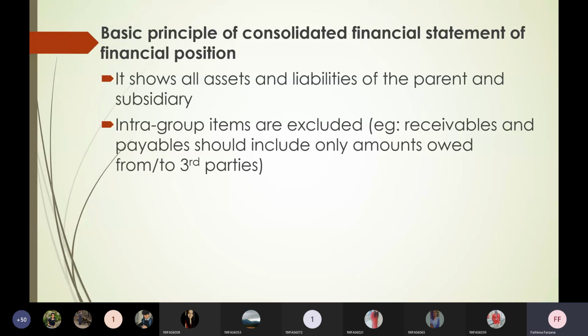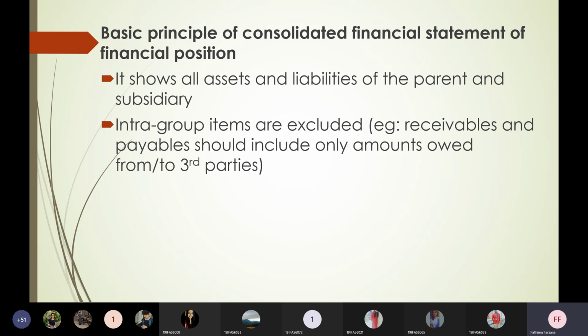So the second principle is intra-group items are excluded. That is, any give and take between parent and subsidiary, any transaction between them, should be excluded. It is like head office and branch transactions, so we should not show it in the consolidated financial statement. A good example of that is receivables and payables. If it includes the subsidiary and parent, you should exclude it. You should not show it in your financial position. You have to exclude it.